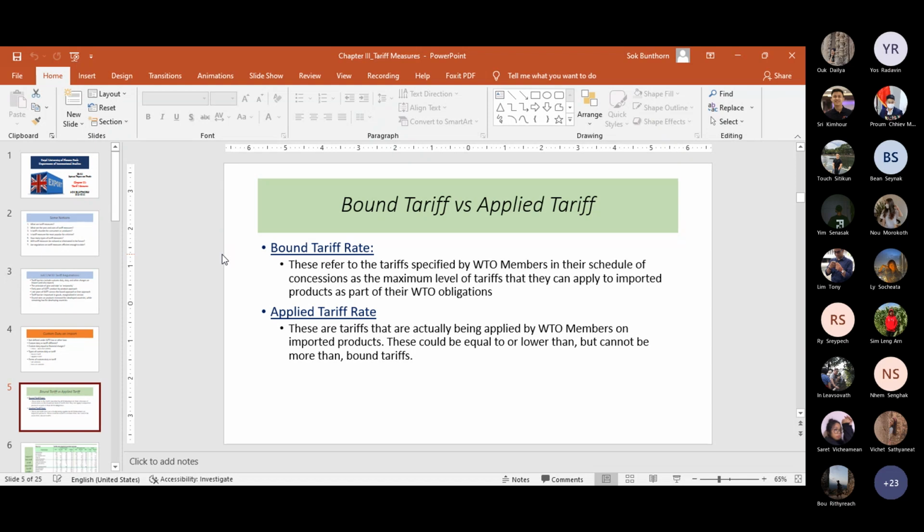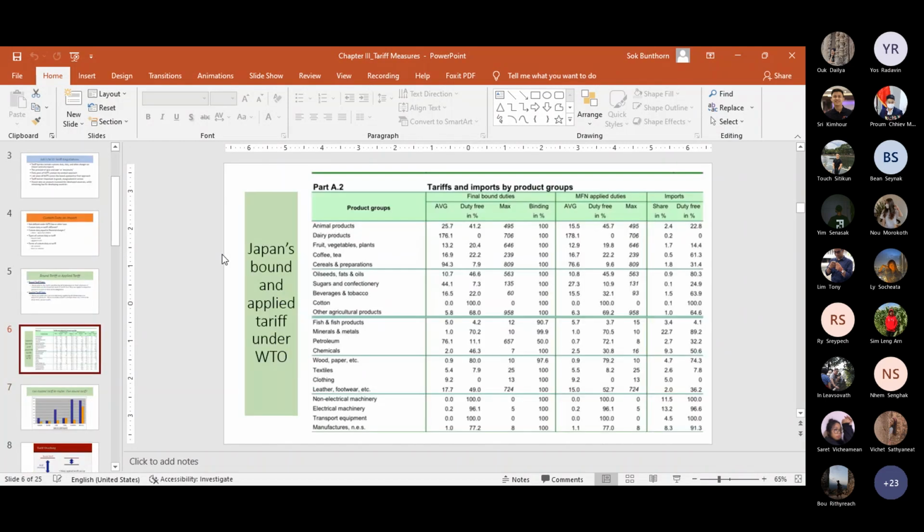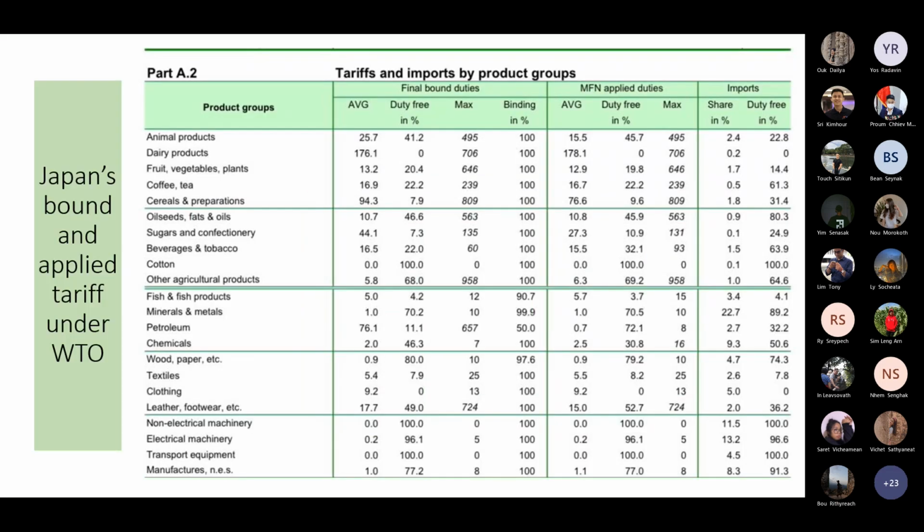I'm going to explain in the next slide to make it a little clearer, with the definitions right here. You can see the case of Japan. It is the schedule of concession that Japan submitted to the WTO in 2018. Guys, can you see the animal product in line number 1? Japan's bound tariff and applied tariff under the WTO. Go to the product group and then line number 1.